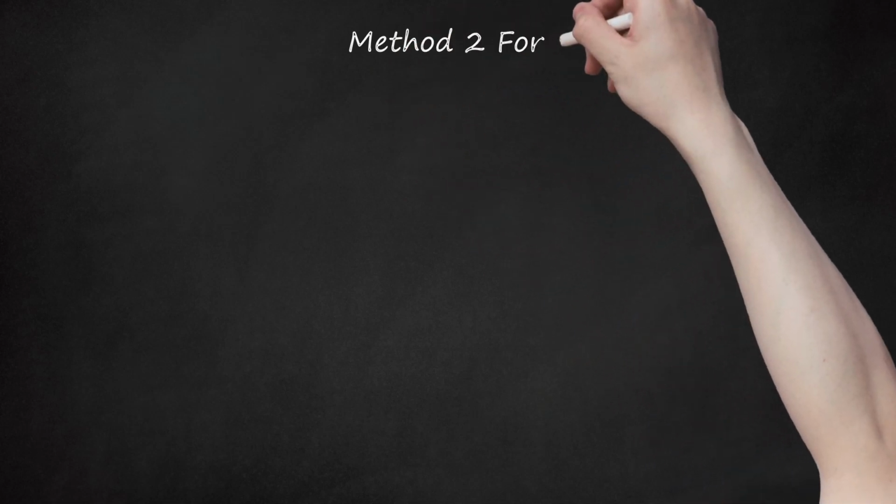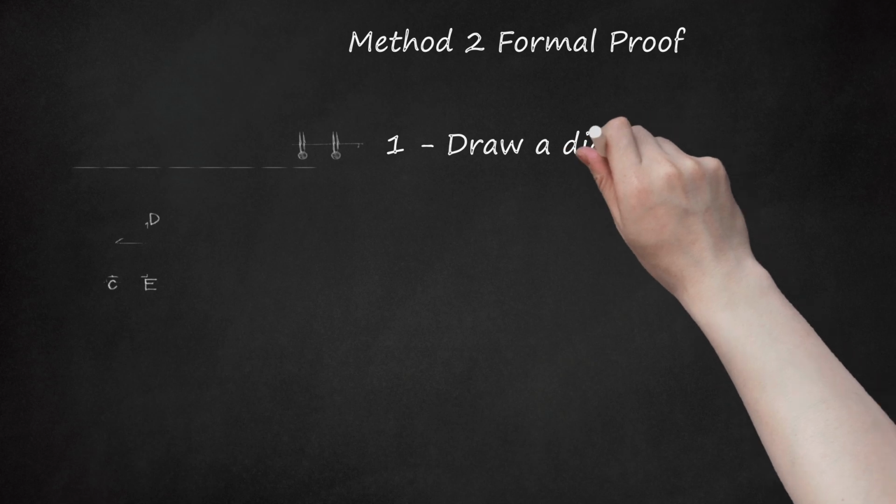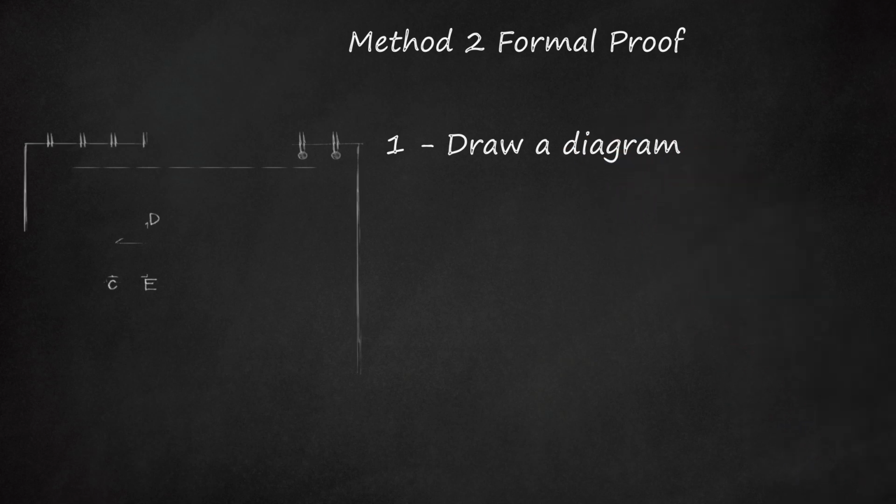Method 2: Formal proof. 1. Draw a diagram. This doesn't have to be overly accurate. Formally, it isn't required at all, but it usually helps. Name all points, angles, or other features that you intend to refer to in the proof later.